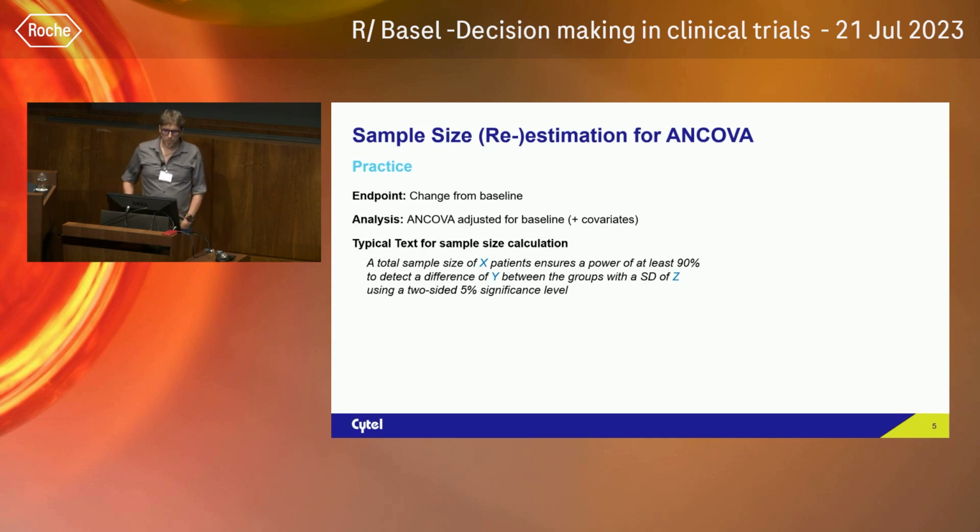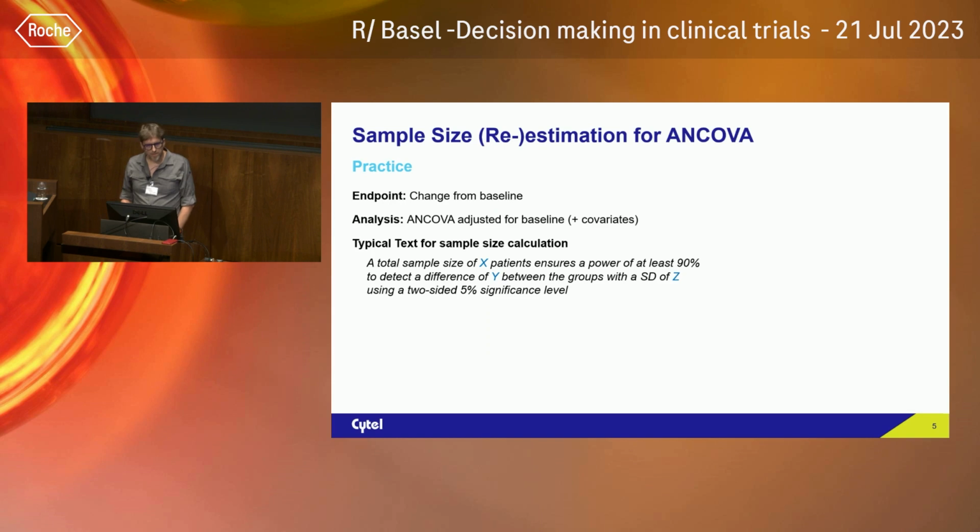Let's go a little bit to the practice. So here you see sample size calculation or specification in the protocol. Let's take, for example, an endpoint that is change from baseline, and the analysis is an ANCOVA adjusted for the baseline plus maybe some covariates. And the typical text for the sample size calculation for a clinical trial protocol could be: a total sample size of X patients ensures a power of at least 90% to detect a difference of Y between the groups with a standard deviation of Z using a two-sided 5% significance level. So at first sight, this looks straightforward and relatively clear.